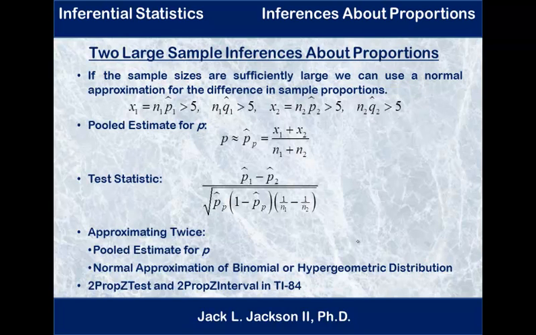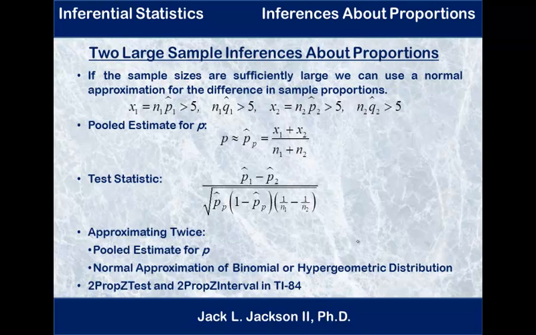Now, notice if we use this for a normal approximation, we're approximating twice. So we're pooling the estimate to estimate p, which we don't know if that's accurate or not. And we're also using a normal approximation of what's really a binomial or hypergeometric distribution.